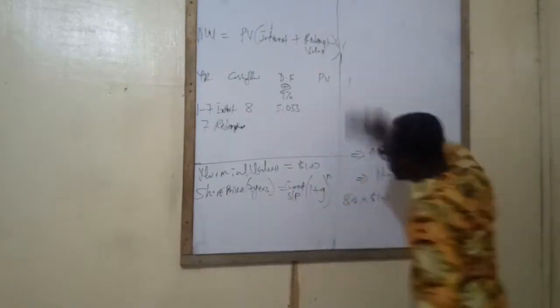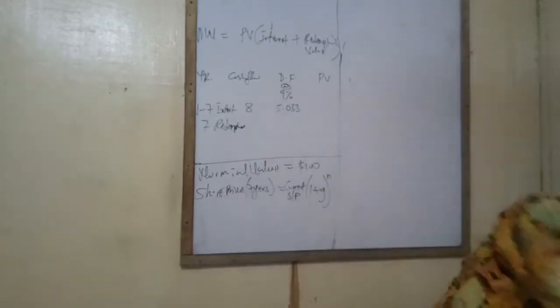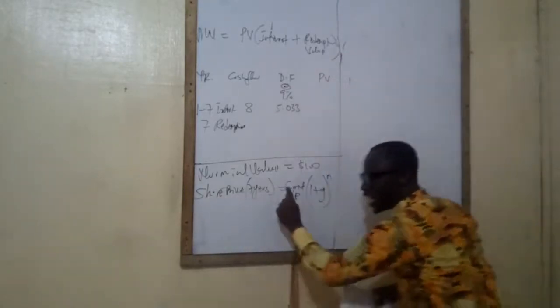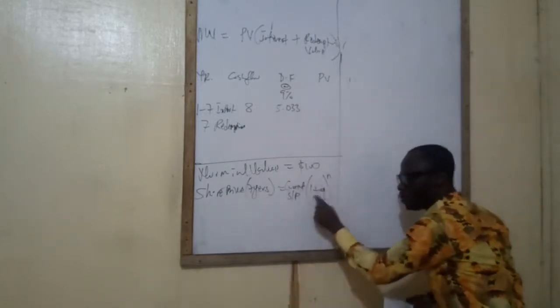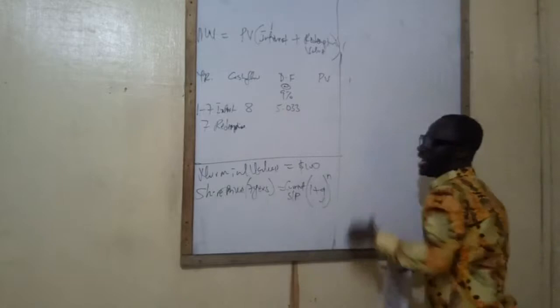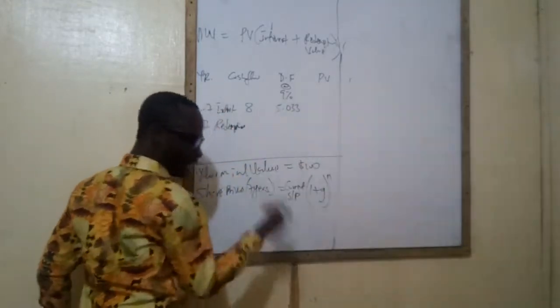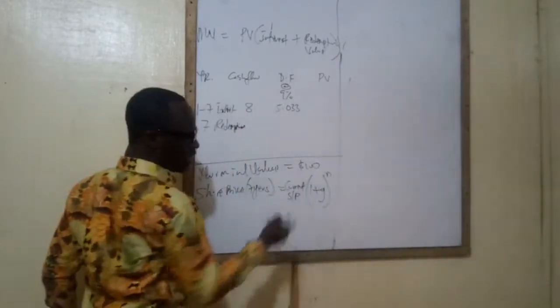And when I finish, you ask intelligent questions. Share price in 7 years' time equals current share price times (1 plus g) exponent n. The n is the number of years, and so the n will be what? 7. Got it? n will be 7. I'll come back to that.